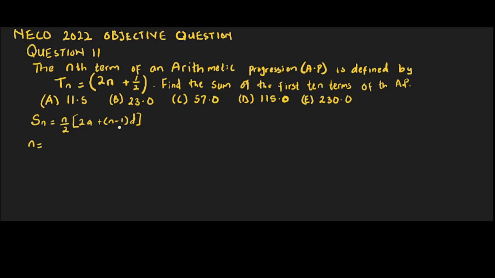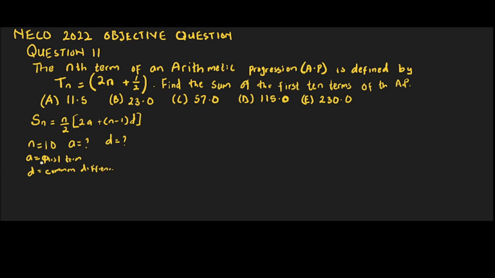They said the sum of the first 10 terms. That means our n is 10, but we don't know our a, which is our first term. Our d, which is our common difference, we don't know either. We don't know these, but how do we get them? A is equal to the first term. D is equal to the common difference.